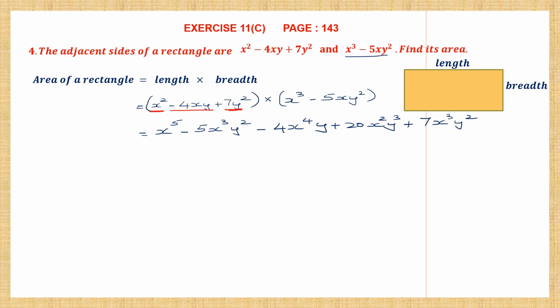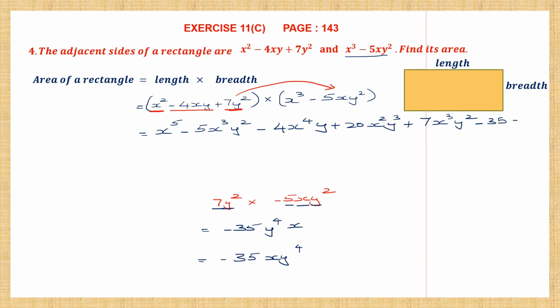Now let's multiply this with the second term here. So that is 7y square into minus 5xy square. So the sign is minus, the number 7 5s are 35. Then here we have y square and y square, so that is y to the power of 4 and we have an x. We can rearrange that and write minus 35 x y to the power of 4. So let's write that minus 35 x y to the power of 4.